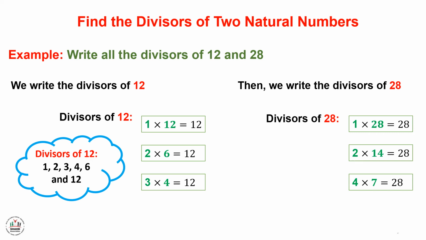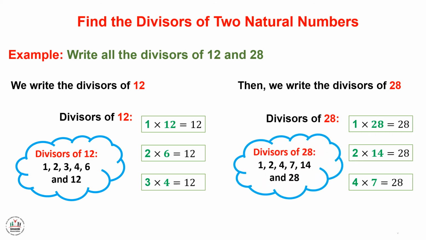So the divisors of 28 are 1, 2, 4, 7, 14 and 28. So the divisors of 28: 1, 2, 4, 7, 14 and 28.